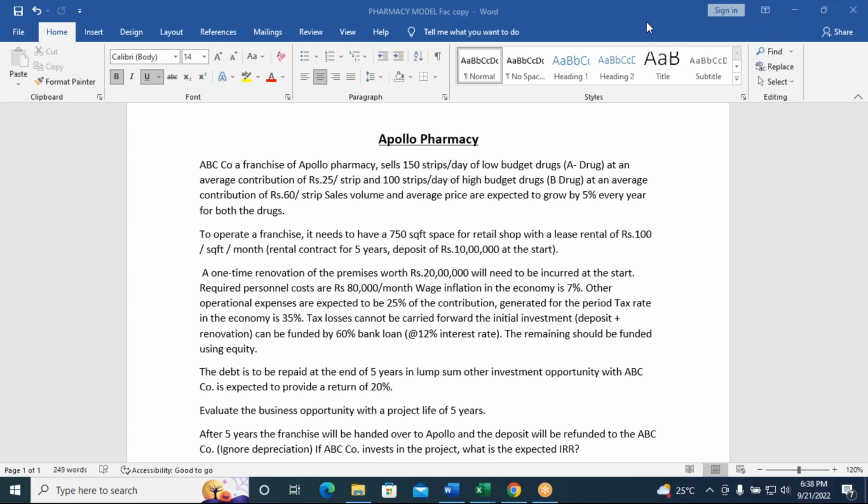Okay, let's start up with the case study. ABC company, a franchisee of Apollo Pharmacy, sells 150 strips per day of low budget drug, that is drug A, at an average contribution of rupees 25 per strip, and 100 strips per day of high budget drug. So we will highlight this one so that we will understand.